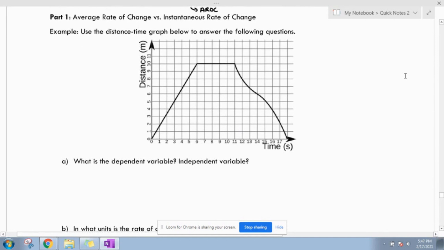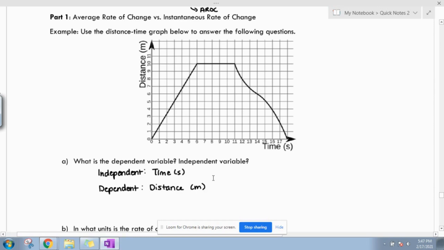So in this first example, it says, use the distance time graph below to answer the following questions. Question A asks, what's the independent variable and what's the dependent variable? So based on our graph here, most of you are going to be pretty comfortable indicating what your independent and dependent variables are, based on the fact that you know that your independent variable is always on your x-axis, and then your dependent variable is always on your y-axis. So based on this idea, I know that my independent variable is going to be time, which is in seconds, and then my dependent variable is going to be distance in meters.